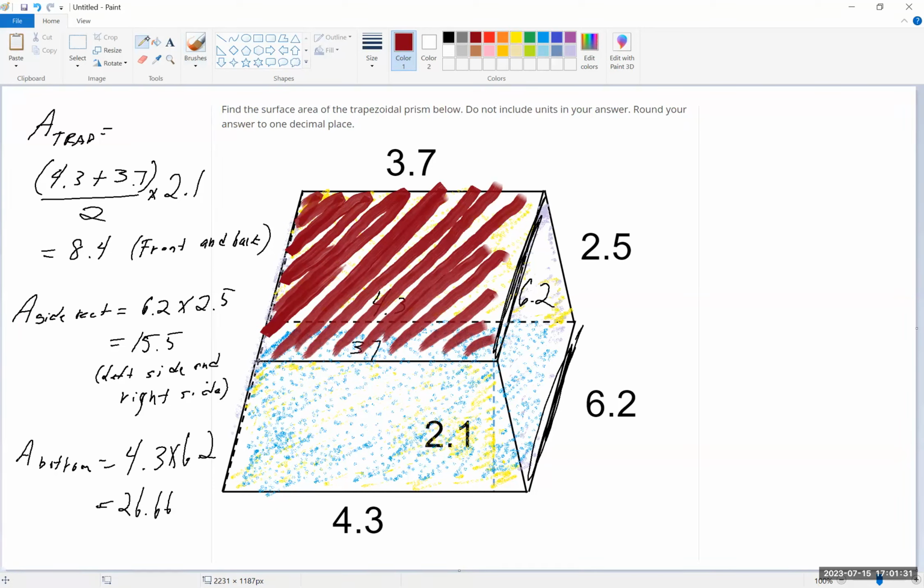So that's the area of the top. And my calculator is giving me 3.7 times 6.2. I'm getting 22.94.